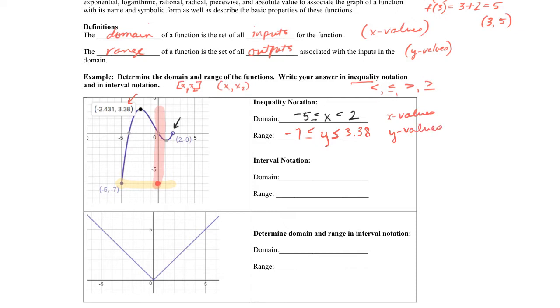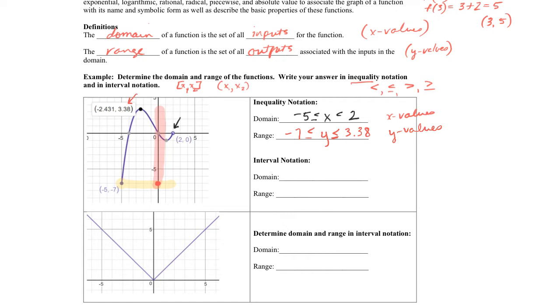So x values are the domain, y values are the range. You write your numbers just like on a number line. Smallest number is to the left, largest number is to the right, as we work from left to right. So x values are greater than or equal to -5, less than 2, and my y values are greater than or equal to -7, less than or equal to 3.38. So this should be a review. You've seen this, I'm sure, previously.